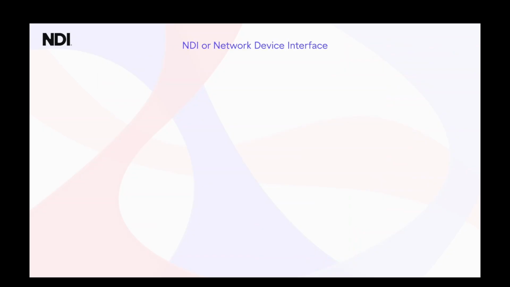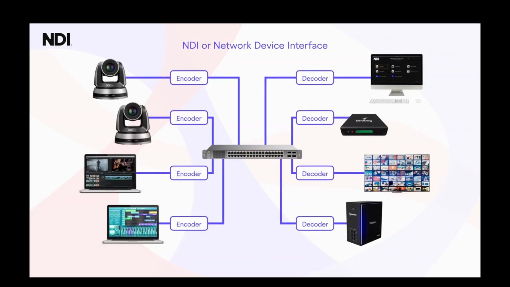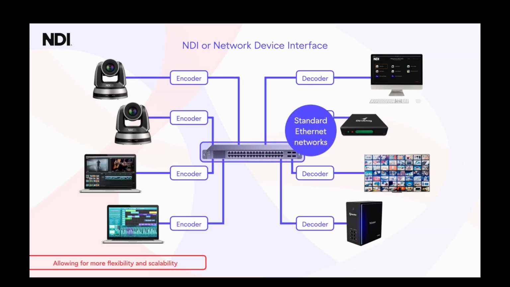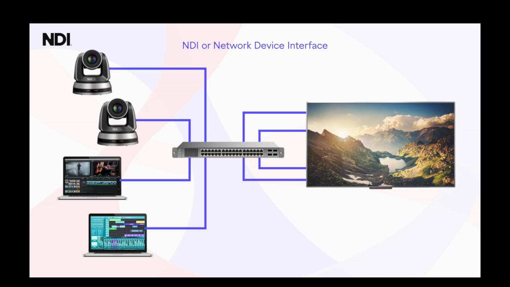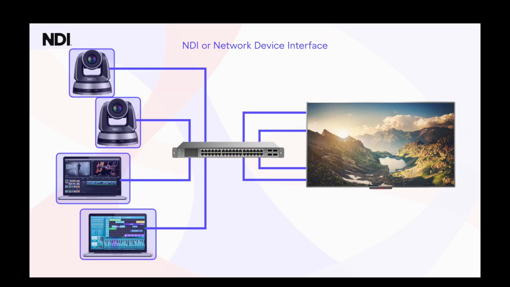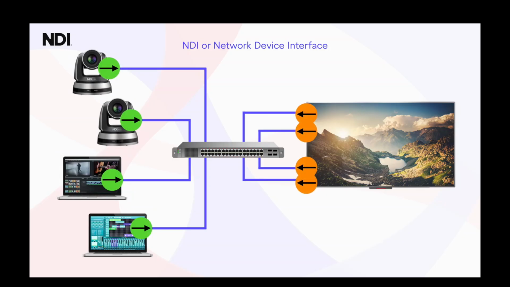NDI, or Network Device Interface, differs significantly from SDI. Unlike SDI, NDI uses IP networking to transmit video, allowing for more flexibility and scalability, eliminating the need for specialized video cables and utilizing standard Ethernet networks instead. This makes it easier to integrate multiple video sources, switch between them seamlessly, and distribute high-quality video content with minimal latency. NDI also supports bidirectional communication, enabling devices to send and receive data simultaneously, which is a significant advantage over SDI's unidirectional nature.